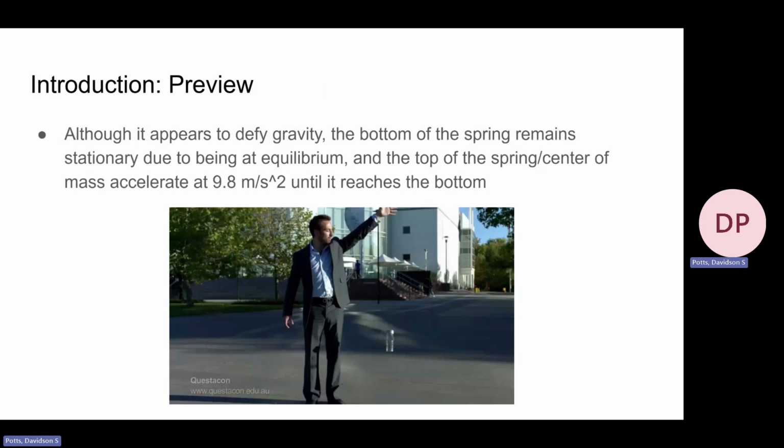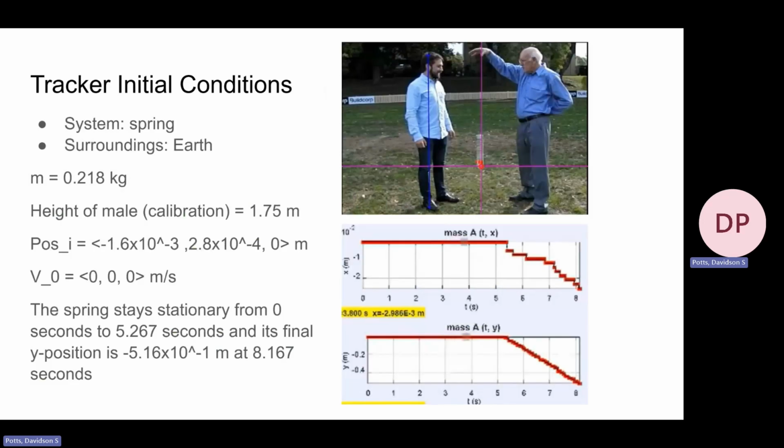Although it appears that this defies gravity, the bottom of the spring remains stationary because it's at equilibrium, and the top of the spring and the center of mass are at G until it reaches the bottom. For the Tracker initial conditions, we're going to assume the system is the spring itself, and the surroundings is Earth, the work done by Earth.